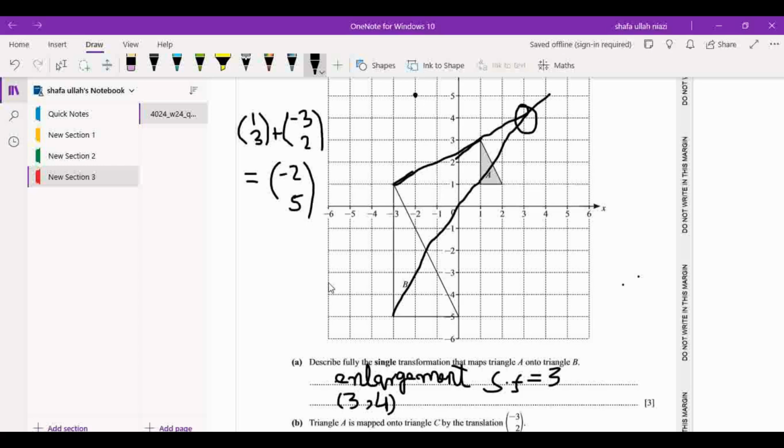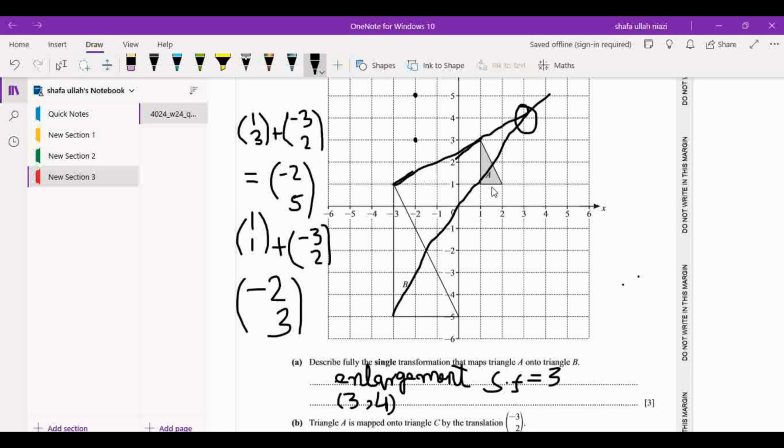Okay, next is this point. This point is 1, 1, so 1, 1 is mapped by translation -3, 2, so we add them: 1, 1 plus -3, 2. When you add them, this comes out to be -2, 3. So -2 here and 3 here, so this point is -2, 3.